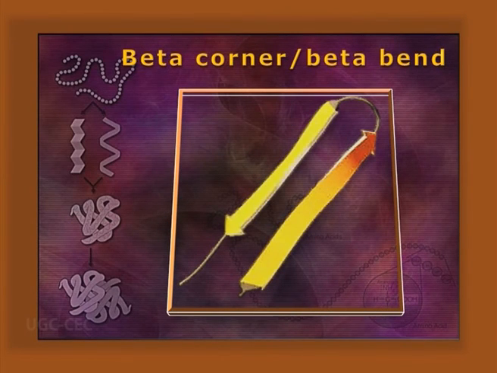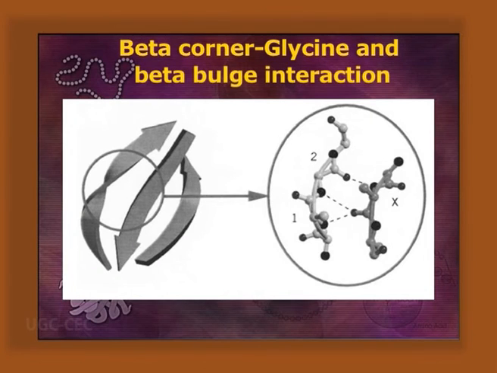Beta corner or beta bend. Here the beta corner is produced by making a corner of 2 beta strands. In case of beta corner also, it helps to abruptly change the protein direction, because one strand may contain glycine, and the other strand may contain a beta bulge as well.